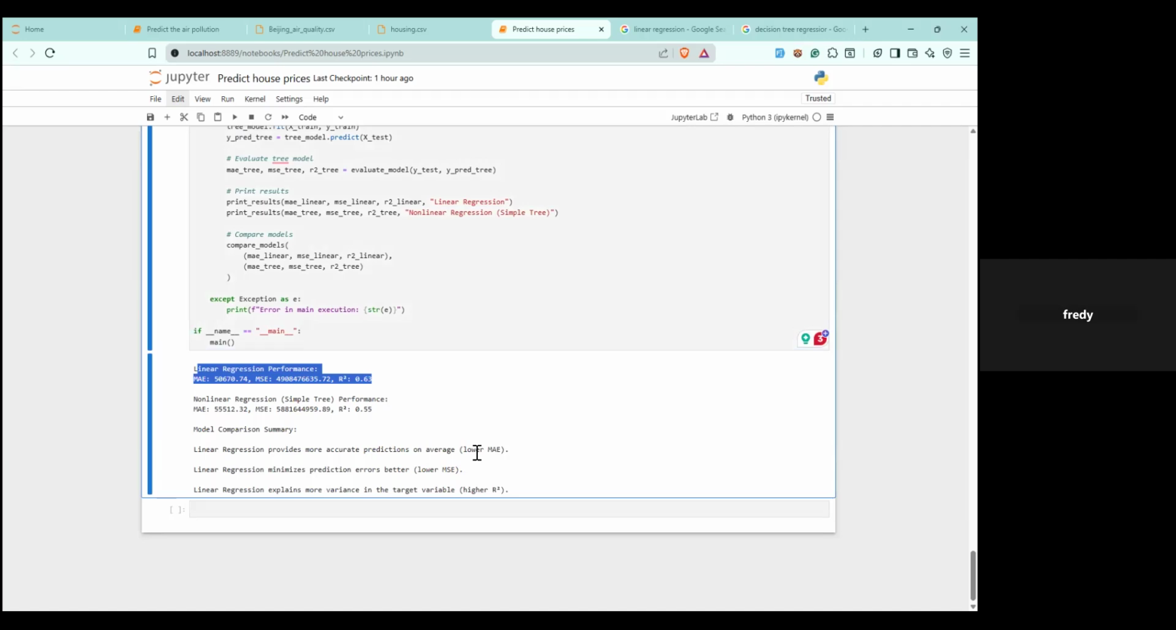Lower mean squared error is better. So linear regression performed better than the non-linear model, which is the decision tree. And linear regression explains more variance in the target variable, since it has a higher R squared.